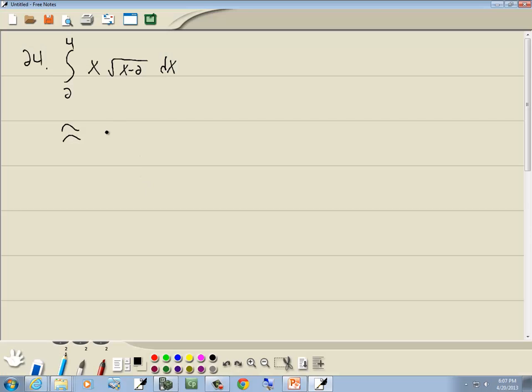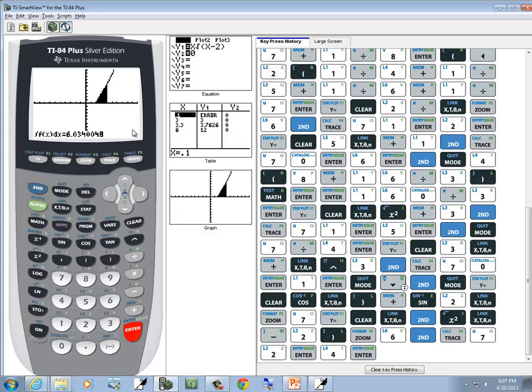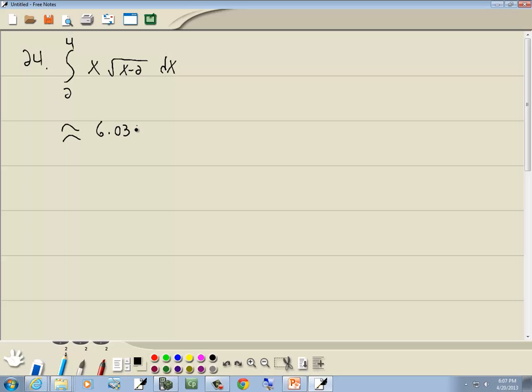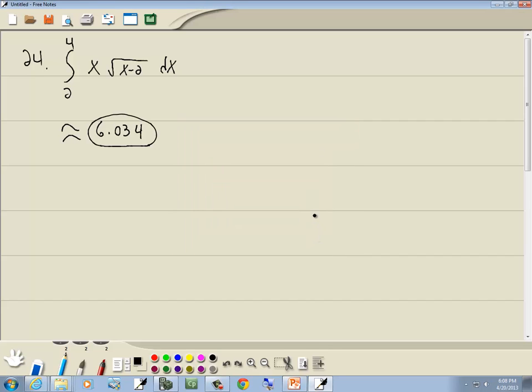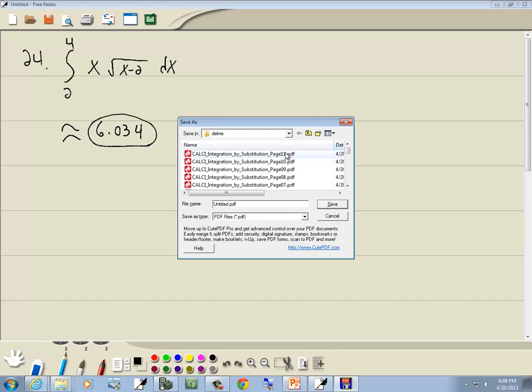And that'll give us approximately 6.034. And that's our answer. So I'll go ahead and save that. Unfortunately, it won't give you the exact value, just an approximation. So unless they specifically ask for it, usually you want the exact value. Approximation isn't good enough.